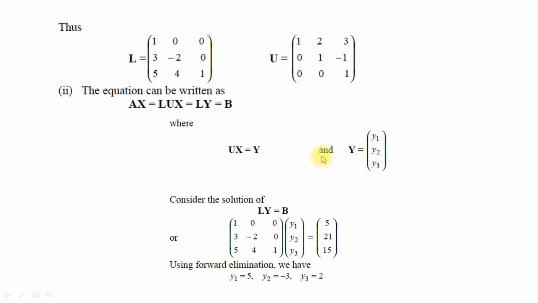In these expressions there are two unknowns: X is unknown, Y is also unknown. So first of all, find the Y matrix. For the Y matrix, use the expression LY is equal to B. Here you see this is the lower triangular matrix, this is the Y column matrix, and this is the matrix B. Now by multiplying and using forward substitution, we obtain y1 is equal to 5, y2 is equal to -3, and y3 is equal to 2.